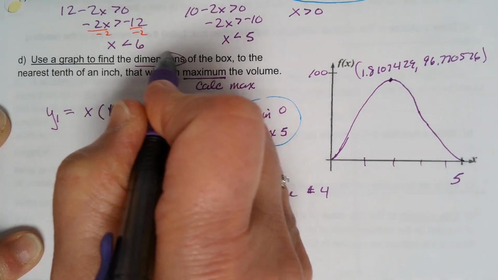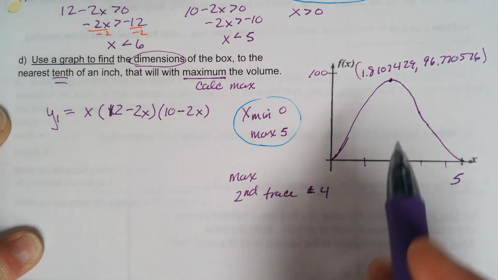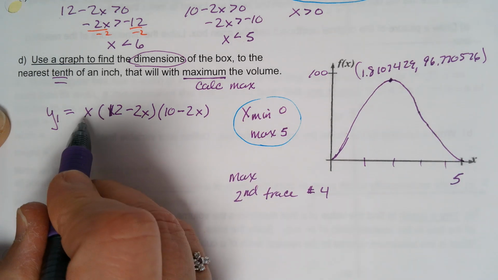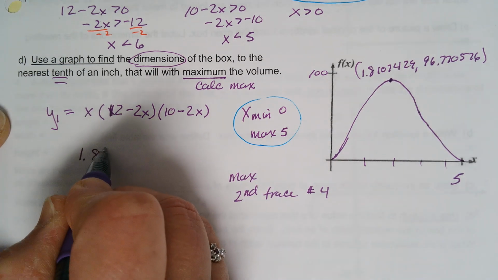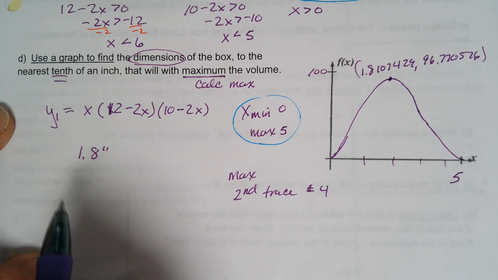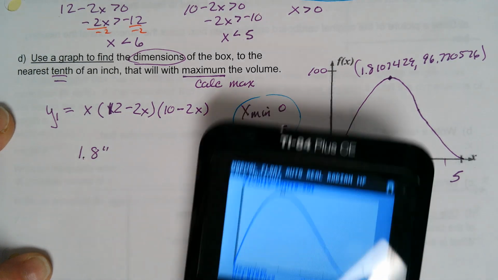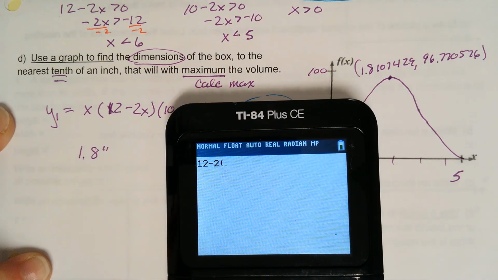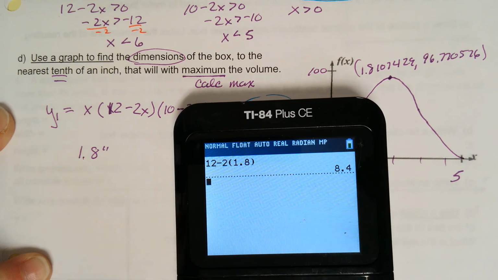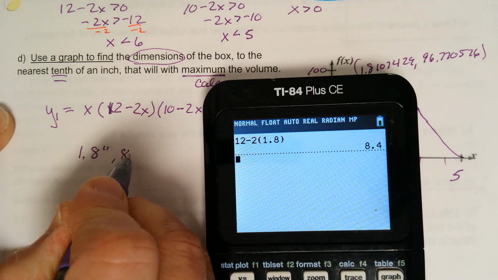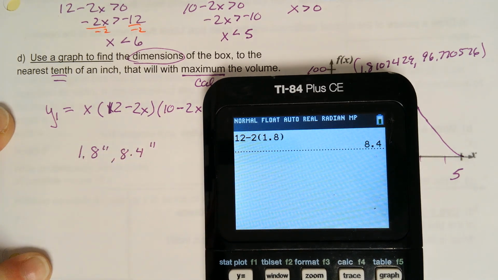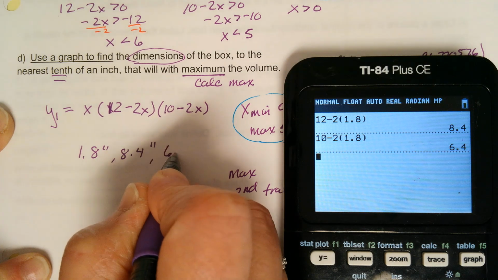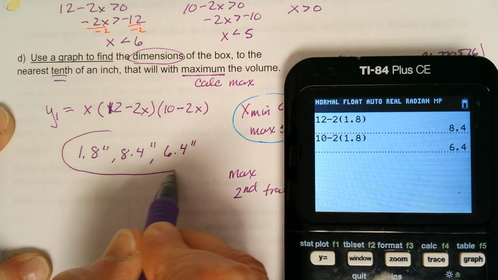Use the graph to find the dimensions to the nearest tenth of an inch. Okay, so 1.8 is x. 1.8 inches is the height. 12 minus 2 times 1.8 is 8.4. And 10 minus that should be 6.4. So here are our dimensions.